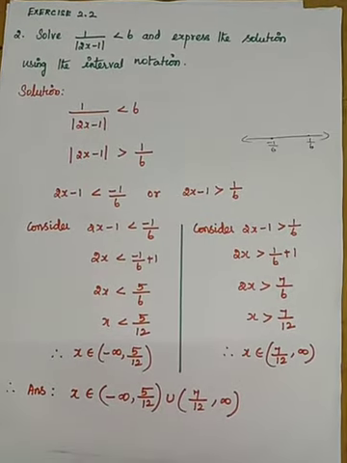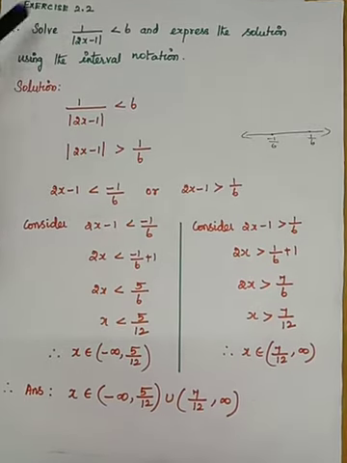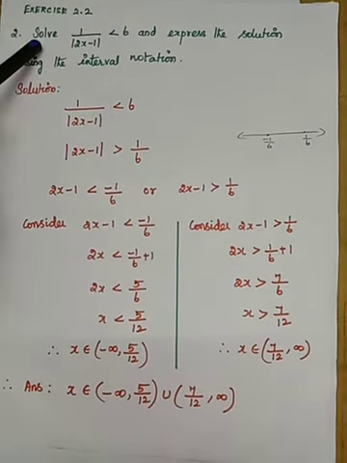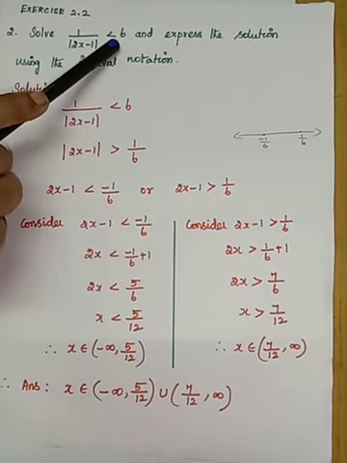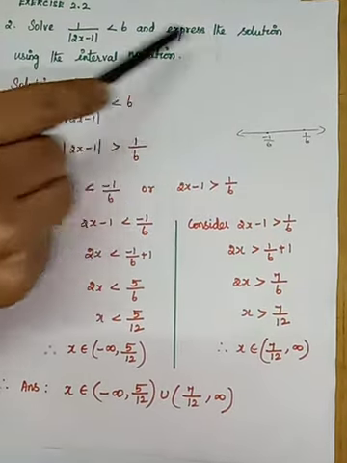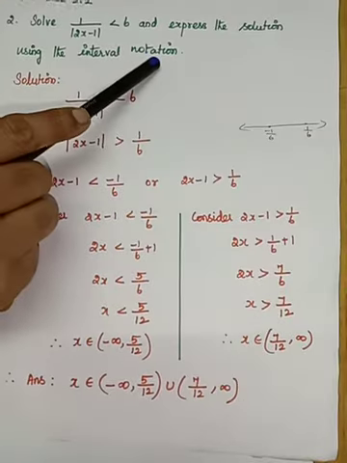Good morning, students. Exercise 2.2, second problem. Solve 1 by modulus of 2x minus 1 less than 6 and express the solution using the interval notation.